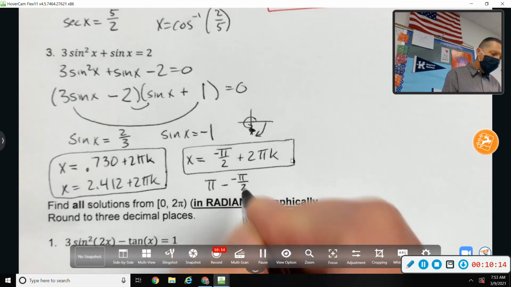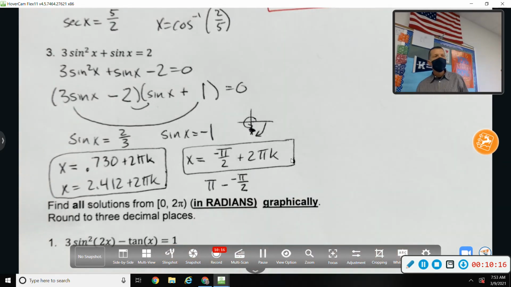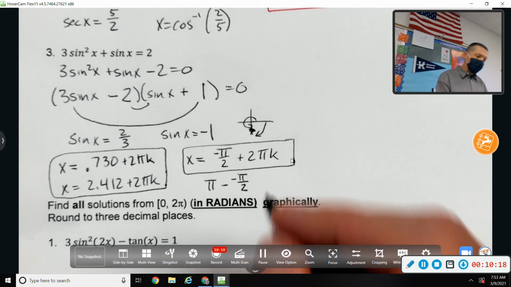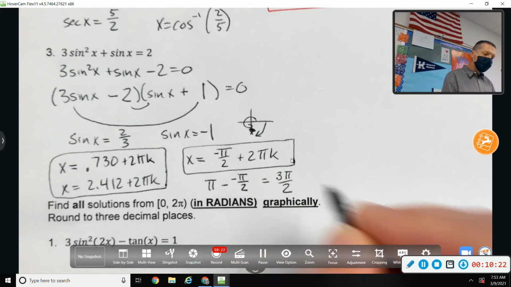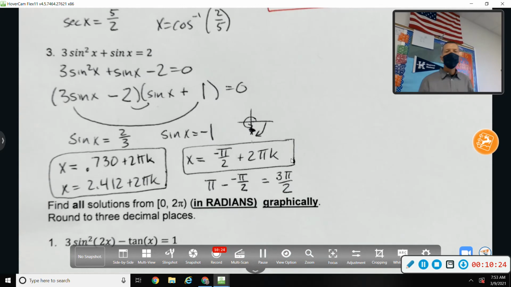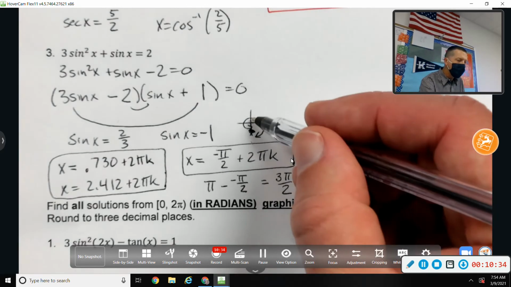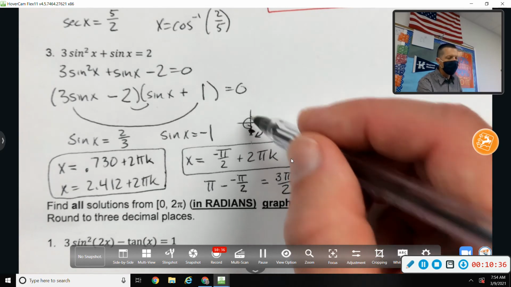So if I do pi minus -pi/2, what does that give me? 3pi/2, but that's the same spot. So I don't need that second answer because it's the same thing. It's always okay to think about what's the other answer, but on a few occasions, just really 1 and -1, there's only one answer.